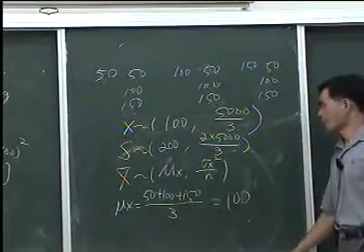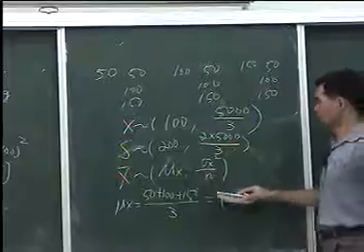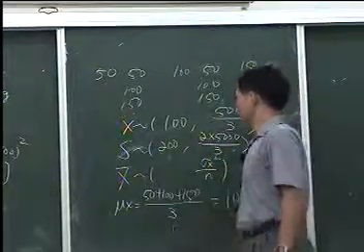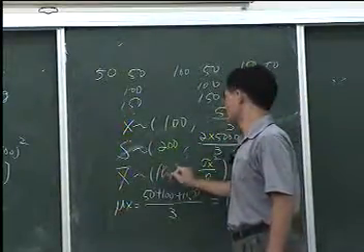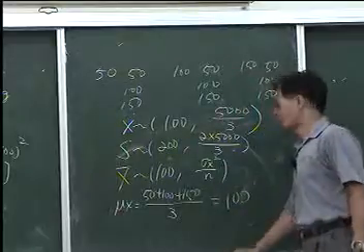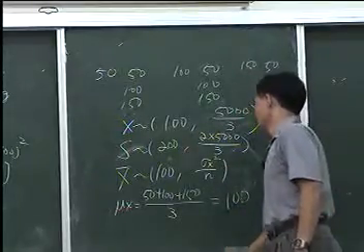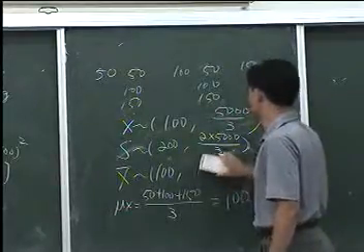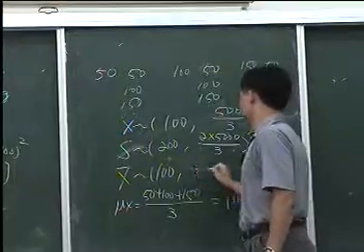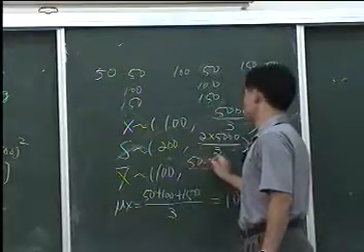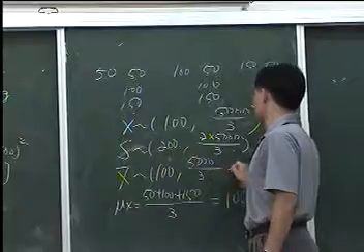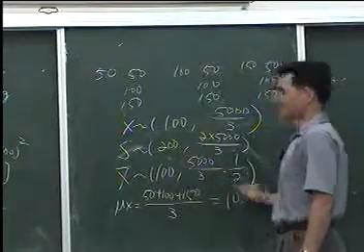Okay? And what about x bar? It should be 100, right? And what should be here? It should be 5,000 divided by 3 and times 1/2.